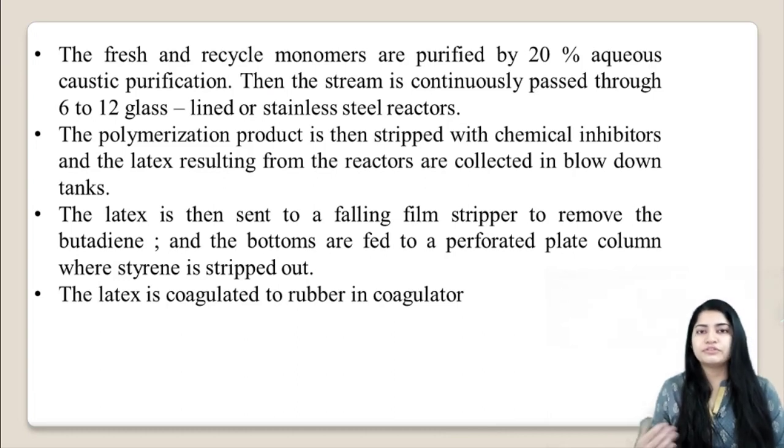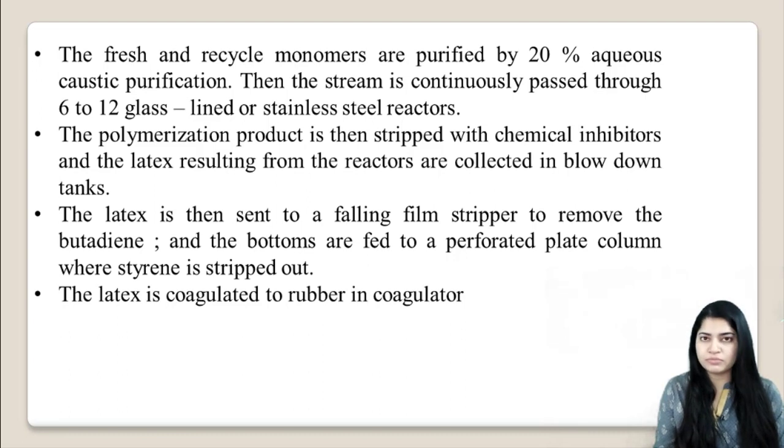Now about the flow sheet. First of all, your fresh monomers and your recycled monomers are purified by 20% aqueous caustic purification. So the NaOH creates what? Caustic media. Then this stream continuously passes through 6 to 12 glass lined or stainless steel reactors. Here you can see the series of reactors.